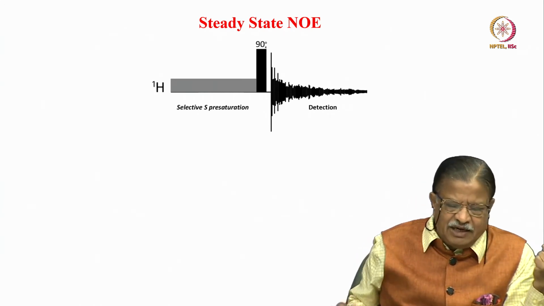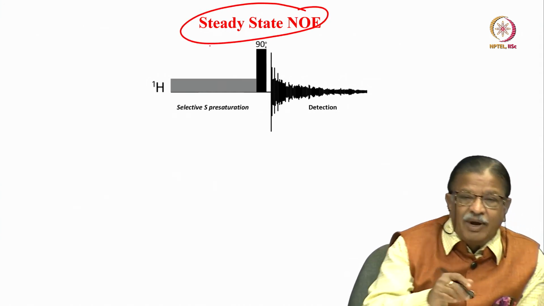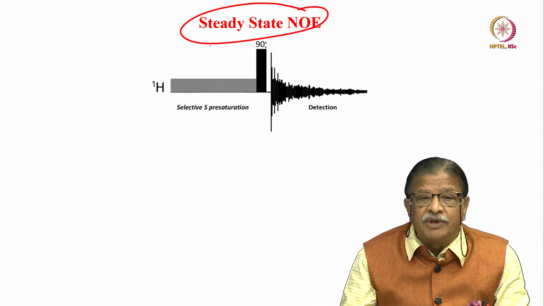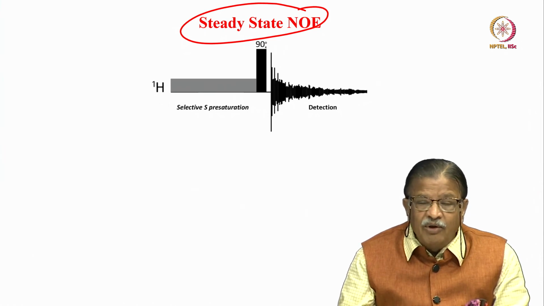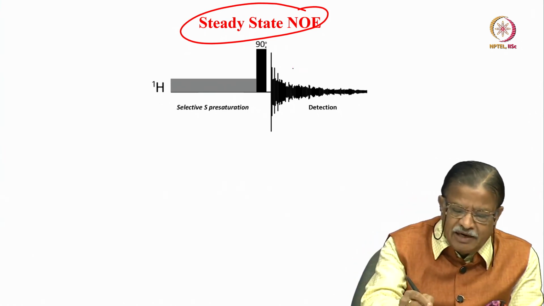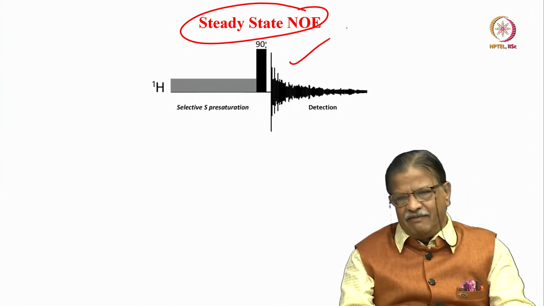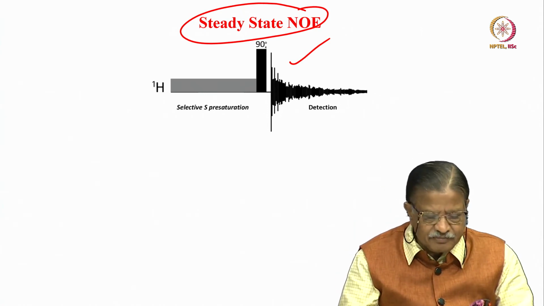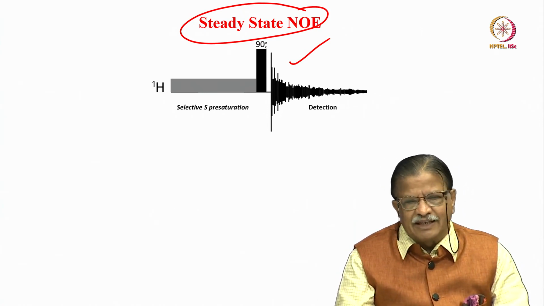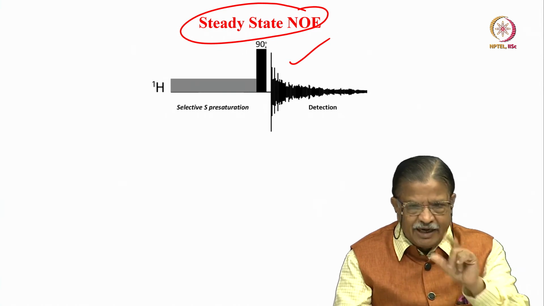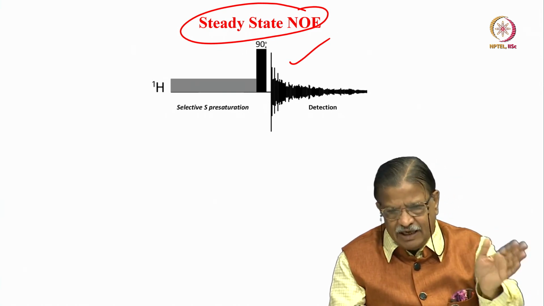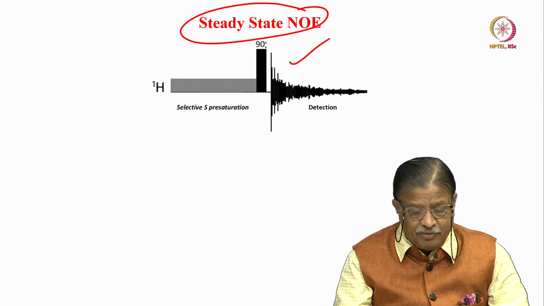That is what we said, and we know it is a steady state. So, we have to call it a steady state NOE. How do you measure the steady state NOE? It is a very simple experiment like this. Let us say I am looking at proton, irradiating one of the protons and seeing the effect on the other neighboring protons.